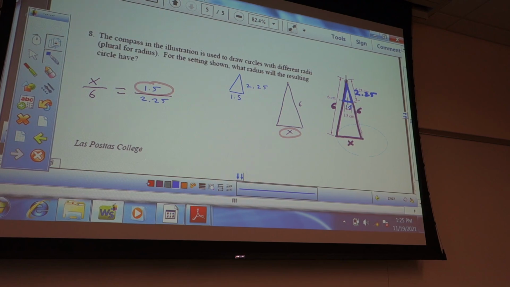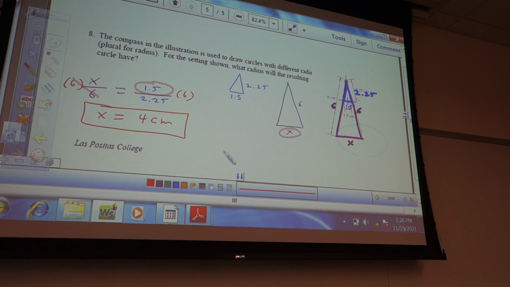How do we solve these? Multiply both sides by 6, right? So that the 6 over 6 cancels out. And I think most people got 4 centimeters, correct? Yes. Okay, good. So then what does that mean? It means that the radius is 4 centimeters.